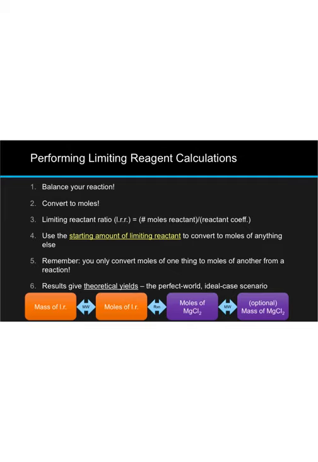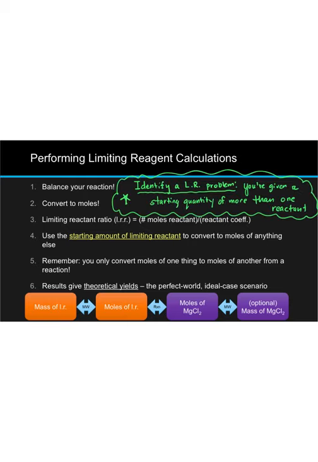So how do we know if we have to figure out a limiting reactant in the first place? Well, if we're only given information about one reactant or product in a reaction, then we don't have to worry about going through these steps. But anytime that we're given starting information about more than one reactant, we have to figure out which one is limiting, which one runs out first.